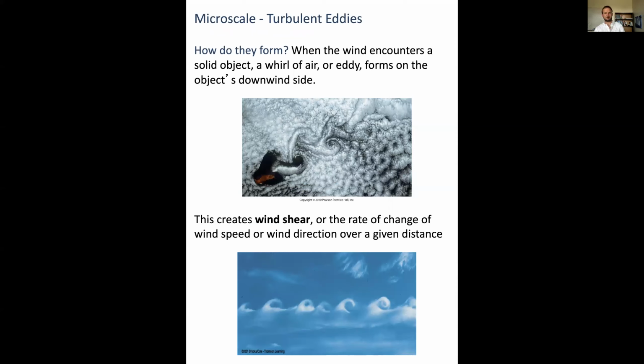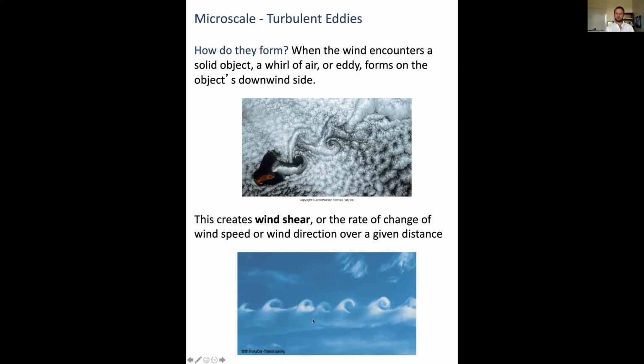First of all, we have the microscale systems, and an important example is turbulence. Turbulence exists because the wind encounters a solid object, and that object will create a whirl of air or an eddy that forms on the downwind side of the object. And that creates wind shear. That's nothing else than a rate of change of wind speed or wind direction over a given distance.